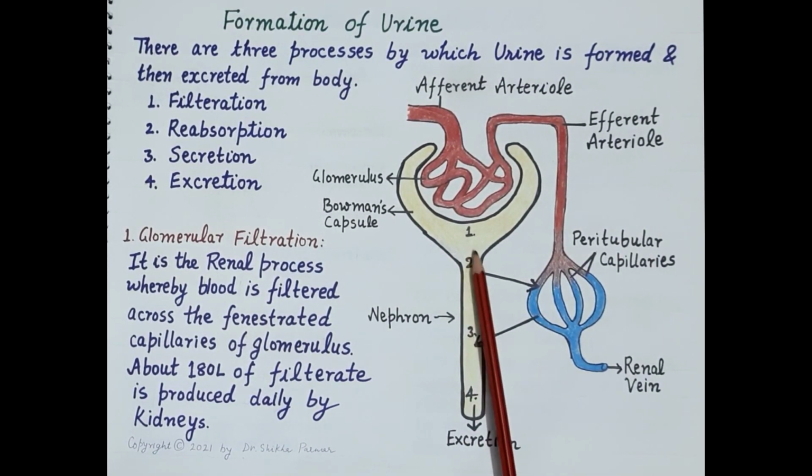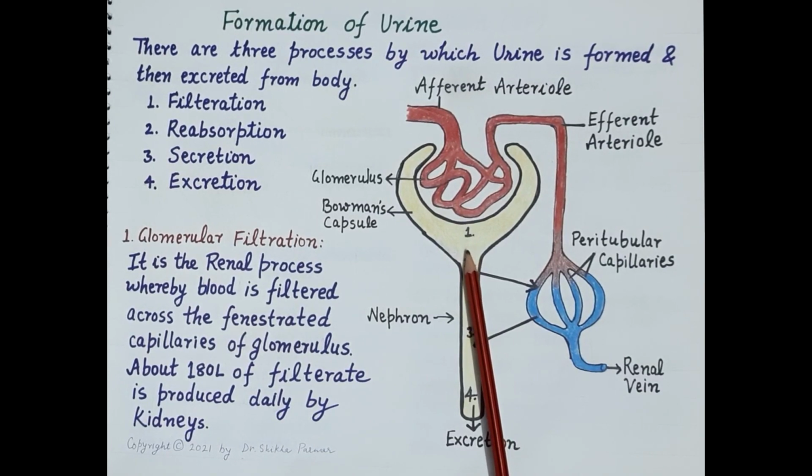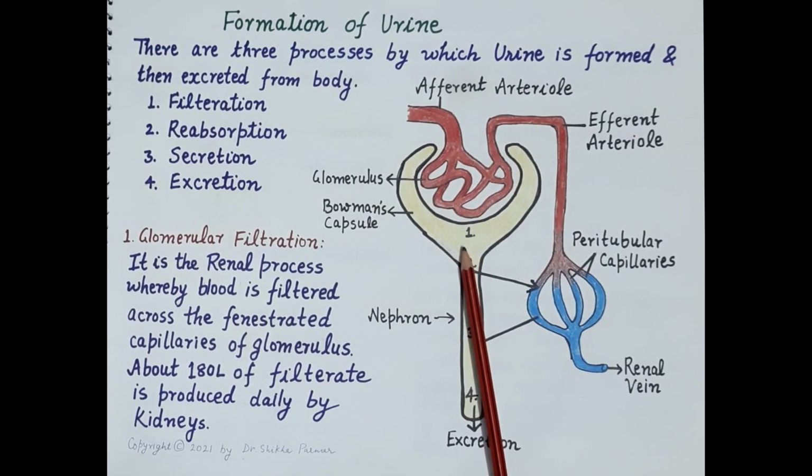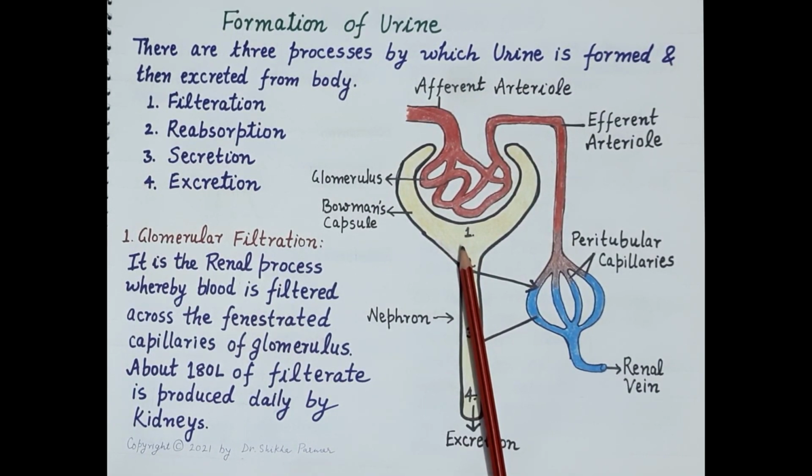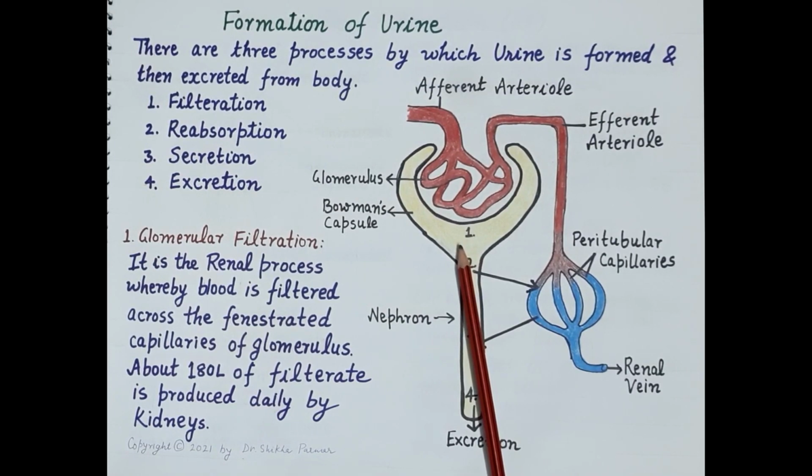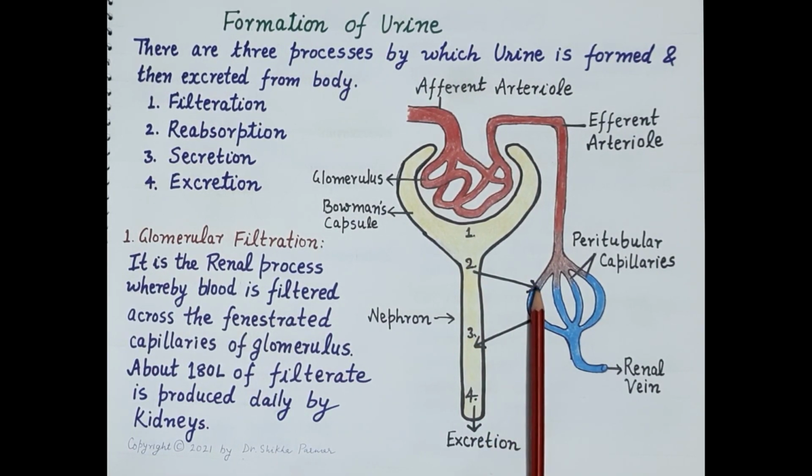The filtrate, that is 180 liters of the filtrate, contains waste substances as well as the substances which are required by the body, for example glucose, amino acids, essential ions, electrolytes like sodium, potassium, calcium, small proteins, and most important, water. All those substances which are required by the body are reabsorbed from the tubular lumen, from the filtrate into the peritubular capillaries, and from the peritubular capillaries they reach back to the bloodstream.